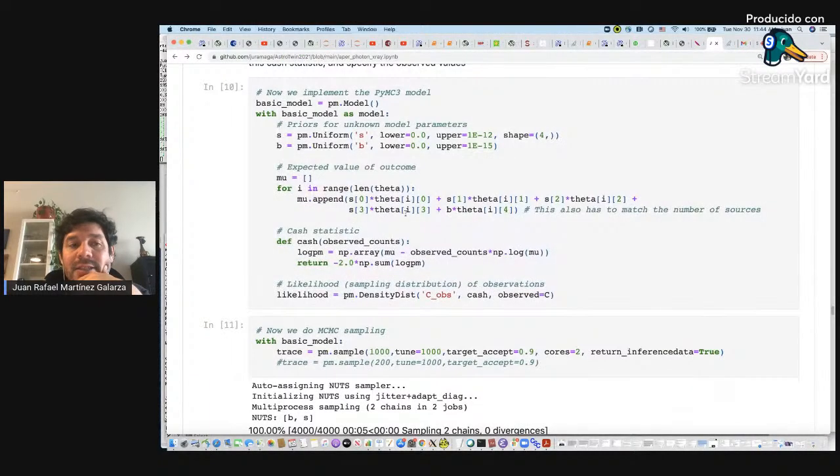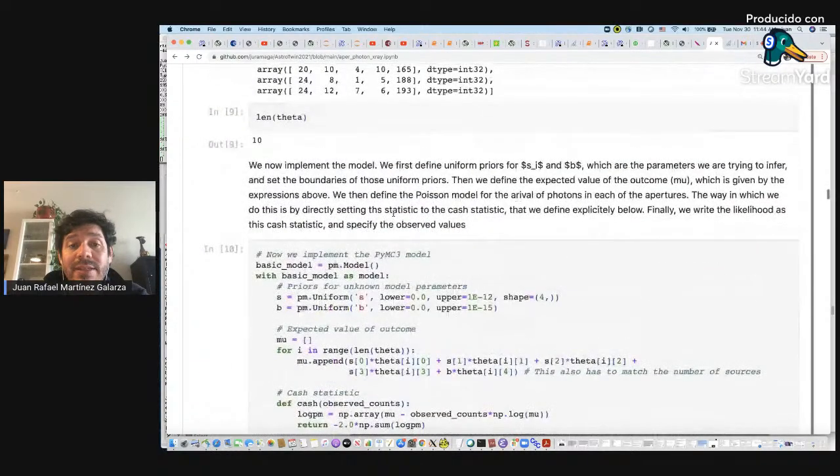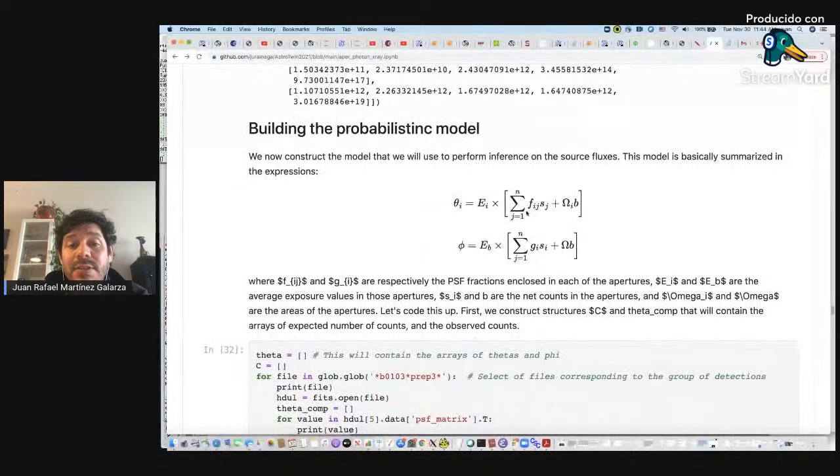So basically in this notebook, the expected values of the outcome will be the parameters, which are the expected values that I expect. And they are basically given by these quantities here. So they are just these sums, right? It's just a sum in each case.